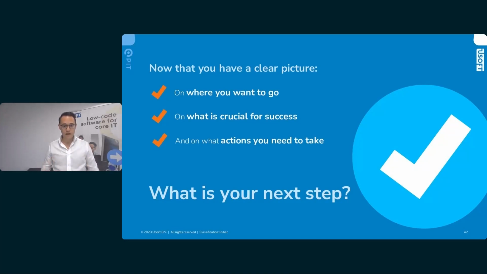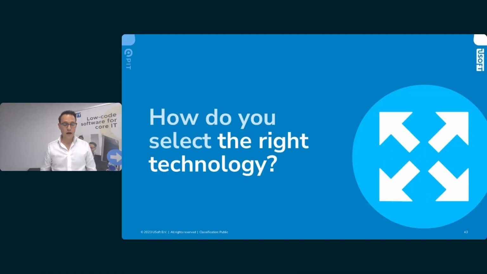So now that you have a clear picture of where you want to go, what is crucial for your success, and what you need to do, we come to the next step, which is focusing on how you select the right technology. And let me start off by saying that as a technology provider, we are fully aware that there are tons of options available in the market. And it is my personal belief that there is no silver bullet. So it's always a question of mapping the right technology that fits your specific case.